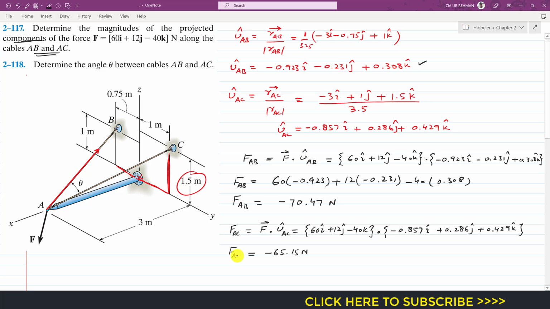So this is FAC, and in the problem statement we are required to find the magnitude of FAB. So the magnitude of FAB will be equal to 70.47 newtons, and similarly FAC magnitude is 65.15 newtons.